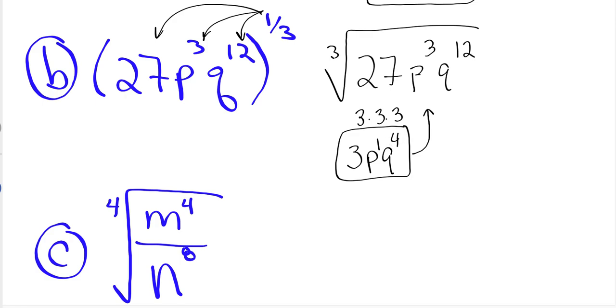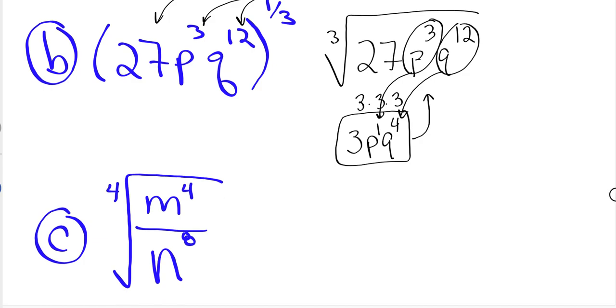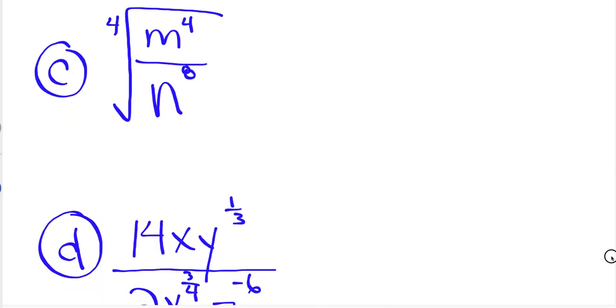So there's a few different ways to do this. I think the grouping strategy is a little bit easier in your head. So how many groups of 3 can I get from this? 1 group of 3. How many groups of 3 can I get from that? 4 groups of 3. So you're using the grouping strategy to simplify radicals. I think that's a little bit nicer on your brain.